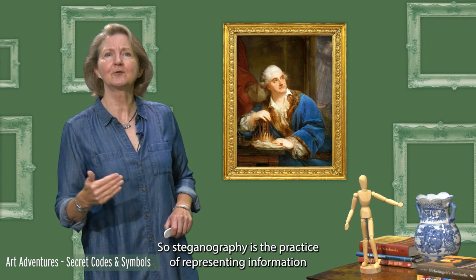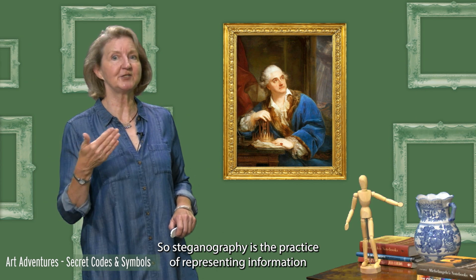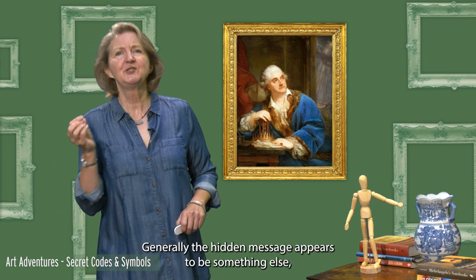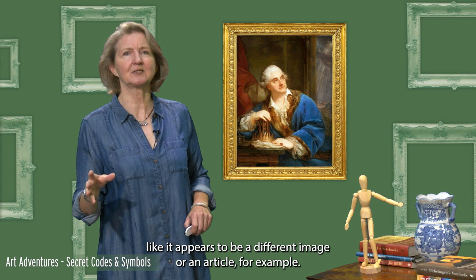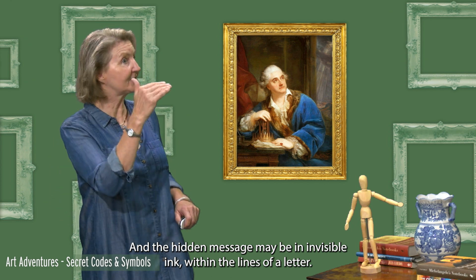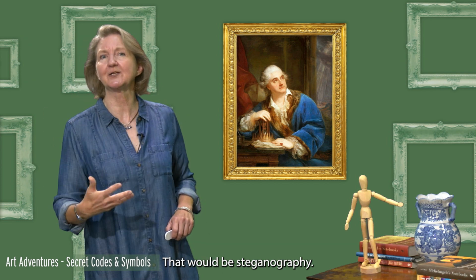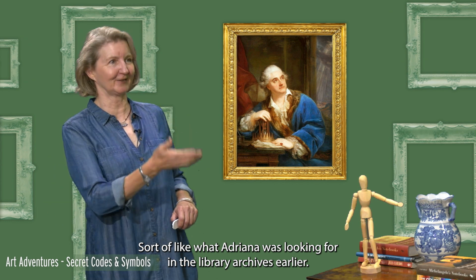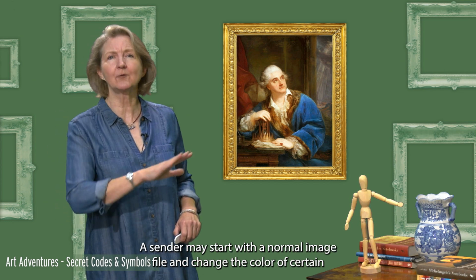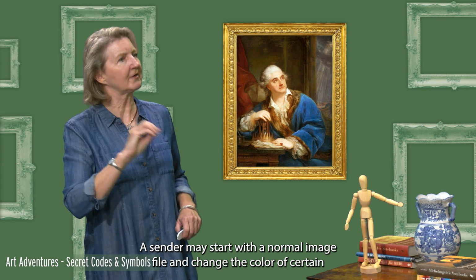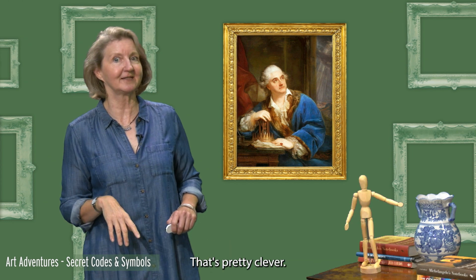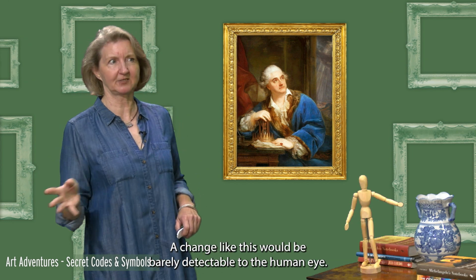So steganography is the practice of representing information within another message or physical object so that a human can't tell it's there. Generally, the hidden message appears to be something else, like a different image or an article, for example, and the hidden message may be in invisible ink within the lines of a letter. That would be steganography, sort of like what Adriana was looking for in the library archives earlier. Digital images are now used in this manner. A sender may start with a normal image file and change the color of certain agreed upon pixels to correspond to a particular letter or number. That's pretty clever. A change like this would be barely detectable to the human eye.